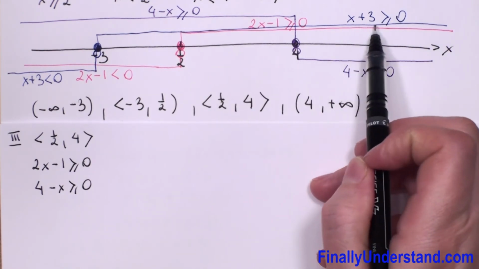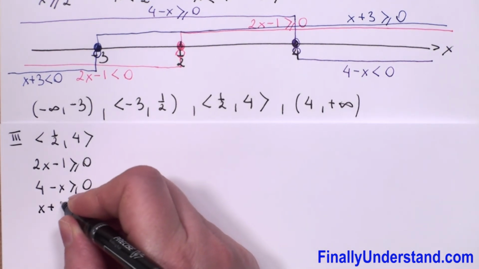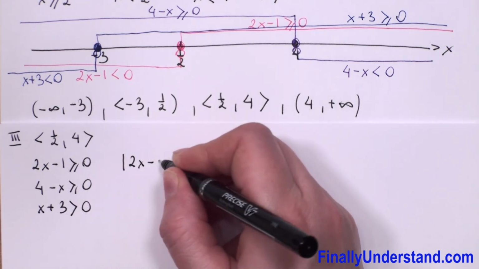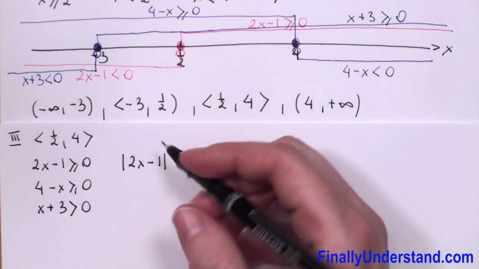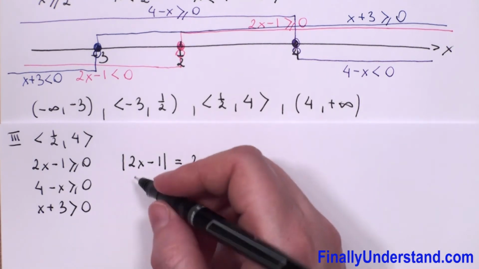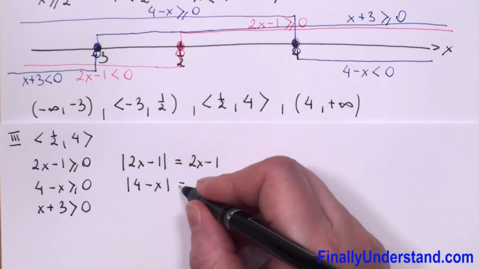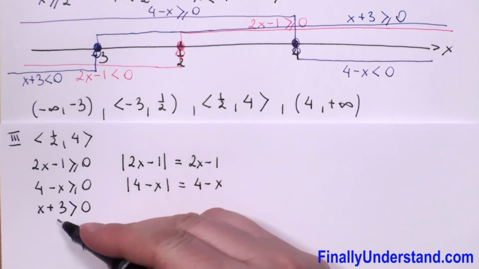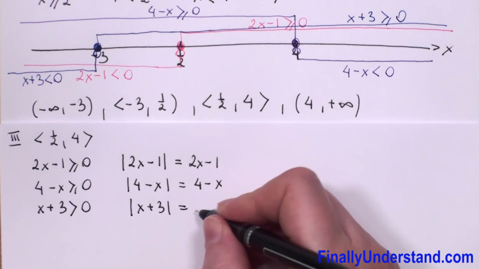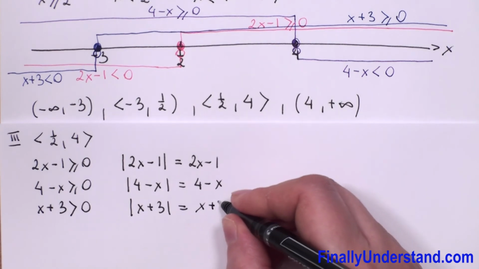And x plus 3 in this interval is positive. So absolute value of 2x minus 1, because we have value greater, when we get rid of absolute value bars, we have 2x minus 1. Absolute value of 4 minus x is also positive, so we just have 4 minus x. And absolute value of x plus 3, because it's also positive, it means we just get rid of absolute value bars and we copy whatever is between absolute value bars.